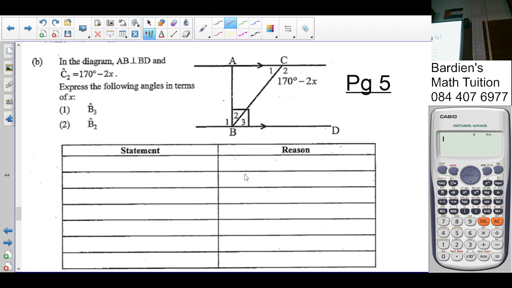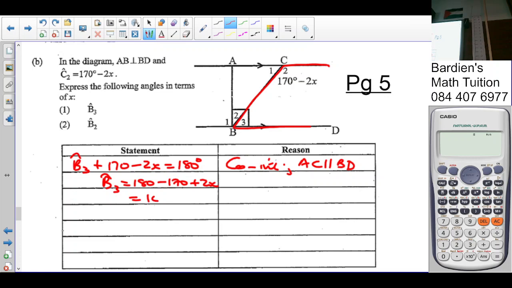So we're saying that co-interior angles. So we say B3 plus 170 minus 2x equals 180 degrees. Co-interior angles, with AC being parallel to BD. Okay. So B3 is equal to 180 minus 170 plus 2x, which is 10 degrees plus 2x. So this is B3 in terms of x.